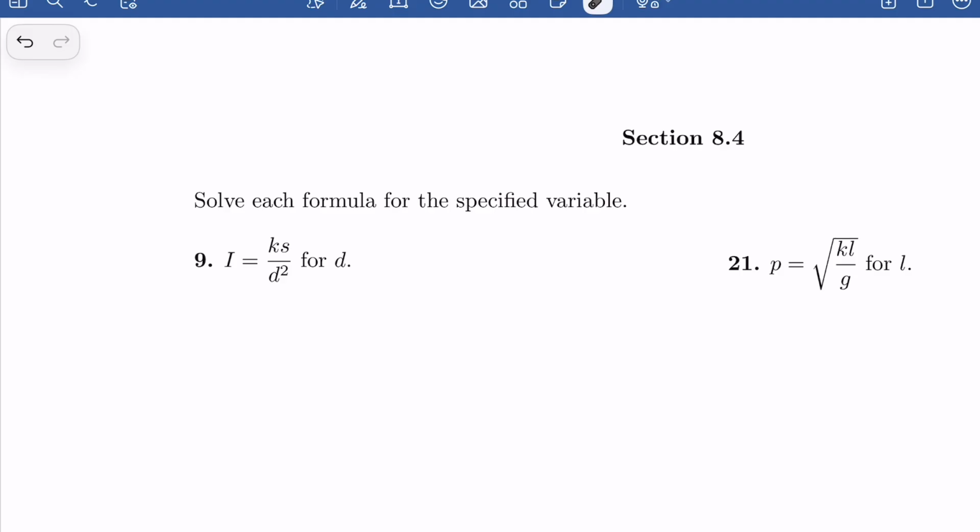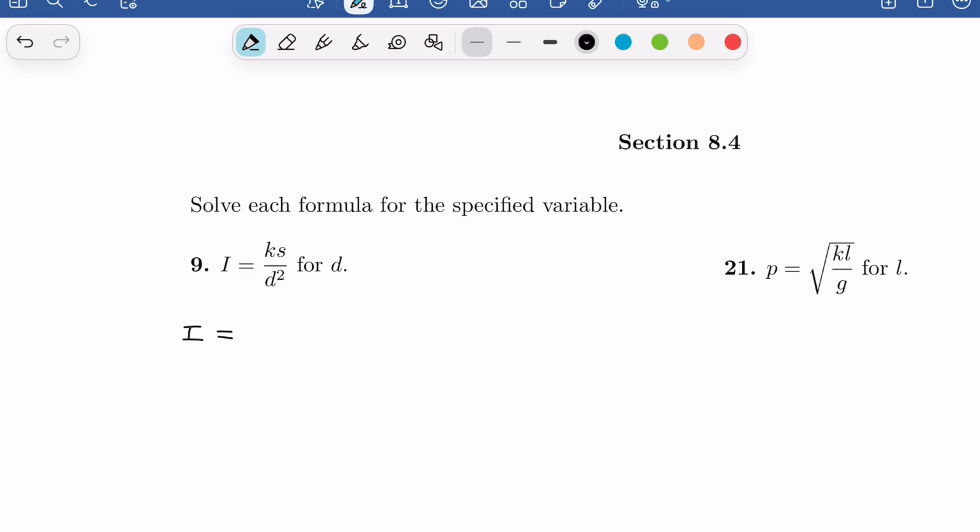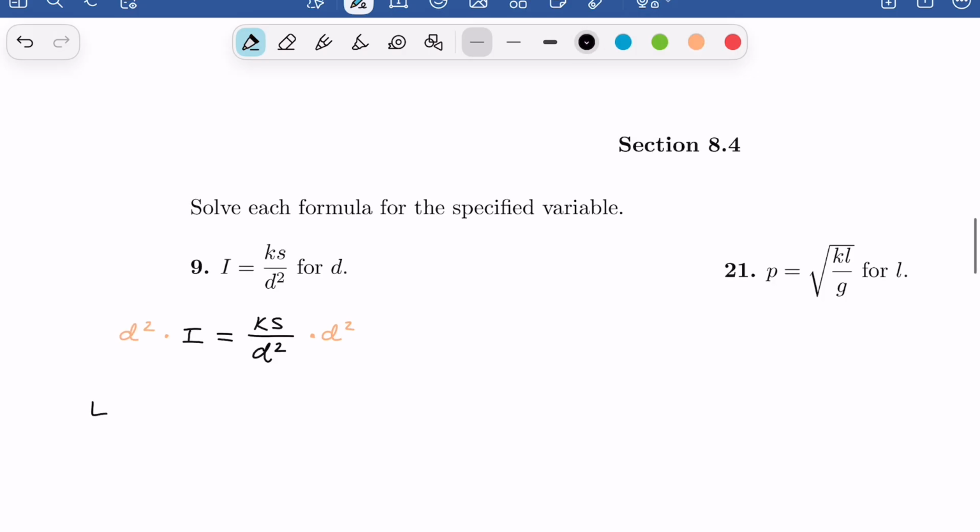Now, using the square root property, we first want to make sure that whatever is being squared is by itself on one side of the equation and everything else is on the other side. So I'm going to try to isolate d squared by itself first and then use the square root property. I'm going to start out by multiplying both sides of this equation by d squared so that we get it out of the denominator. So I'm going to end up with d squared times I is equal to k times s.